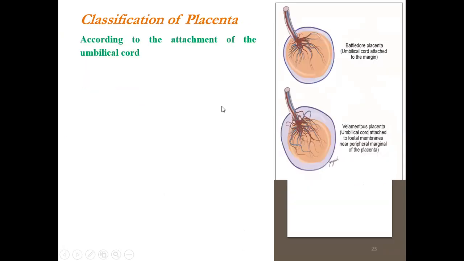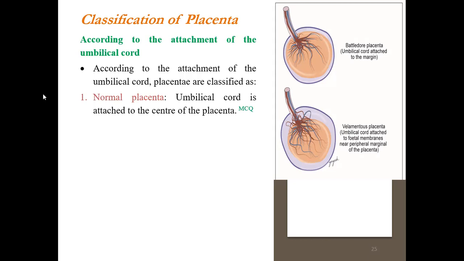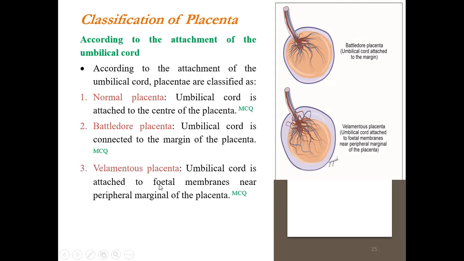Then the classification of placenta on the basis of attachment of the umbilical cord. So normally it is attached in the center of the placenta. So if it is connected to the margin or it is eccentric, then it is known as battledore placenta. If it is attached to the fetal membranes near the peripheral margin of the placenta, then it is known as velamentous placenta.